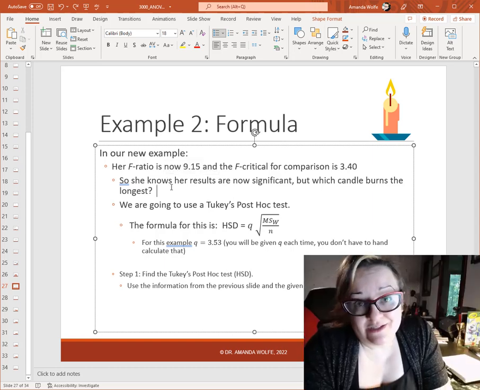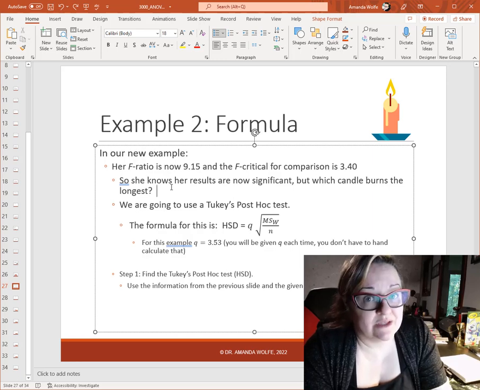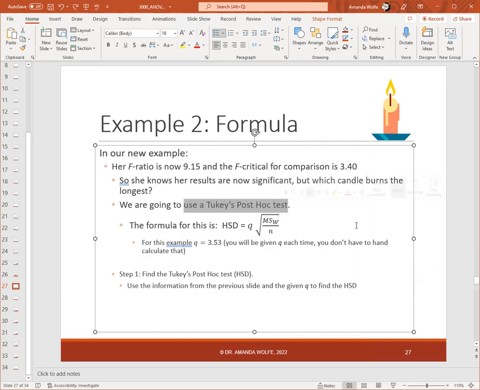But again, that just tells us that there is a significant difference. We don't know where it is. The post hoc is going to tell us how to do that. So we're going to use a Tukey's post hoc test. I've included your formula here, which is HSD, which is the mathematical symbol for Tukey's post hoc test, is going to equal Q times the square root of the mean squared within divided by n.